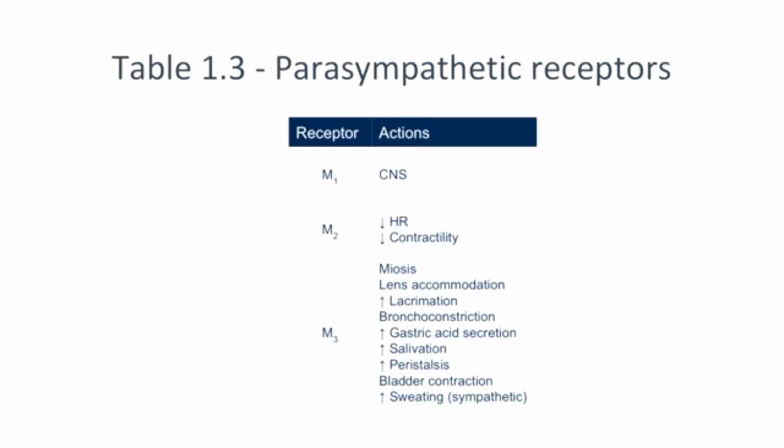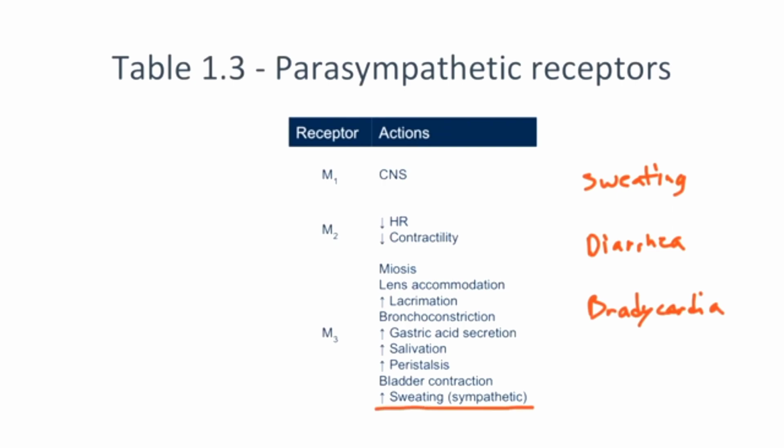Now this patient had profuse sweating, diarrhea, and bradycardia. The receptor responsible for sweating is the M3 receptor. And as mentioned earlier in this lecture, this is actually a sympathetic receptor. But we've included it here on this table to go along with the M3 receptor category. The receptor responsible for gut peristalsis is also the M3 receptor, and if overactive, could lead to diarrhea. And decreasing heart rate, as seen in this patient with bradycardia, would be mediated by the M2 receptors.